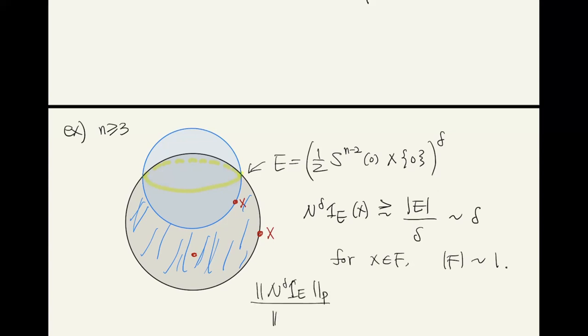So if we consider the ratio of LP norms, then we get delta over delta^(2/p). So if we want an estimate like delta^(-epsilon), we need to have p bigger than or equal to 2. And this shows the optimality of the exponent 2 in the theorem.